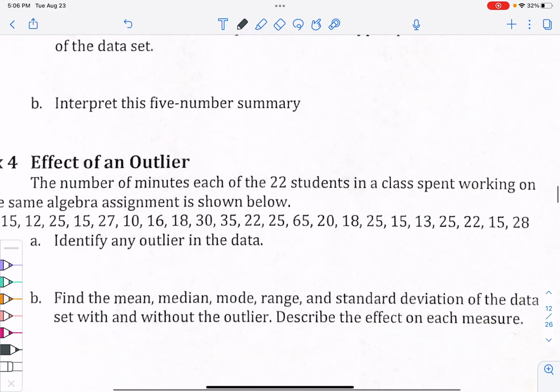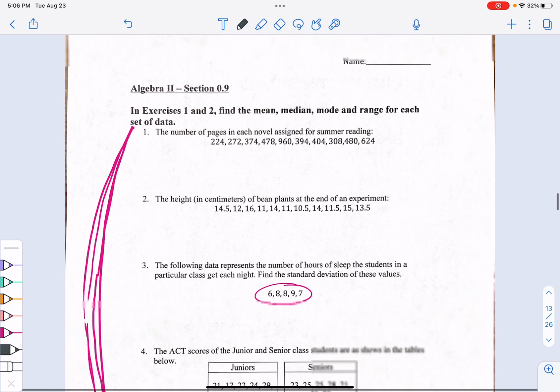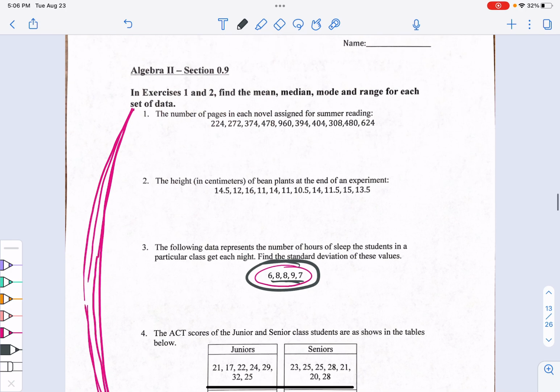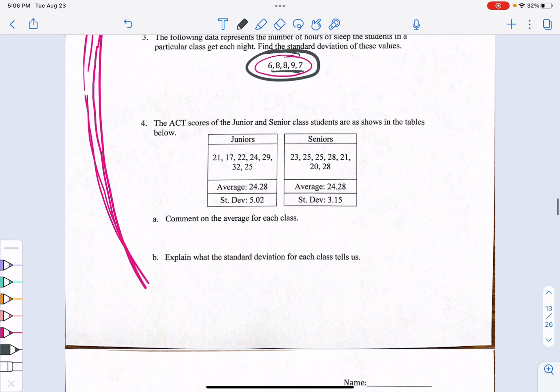So I hope that made sense. Your homework assignment is just going to be the front side of this section 09, and number 3 is the only problem that you have to do that process on. And again, there's 5 numbers there. So try to do that process as best you can. Follow along with the notes that we took, and the rest of them are just going to be answering questions about mean, median, mode, all that good stuff. And there you go.